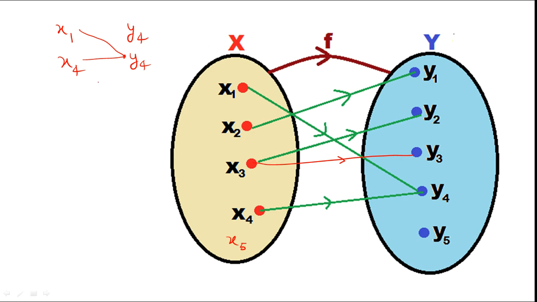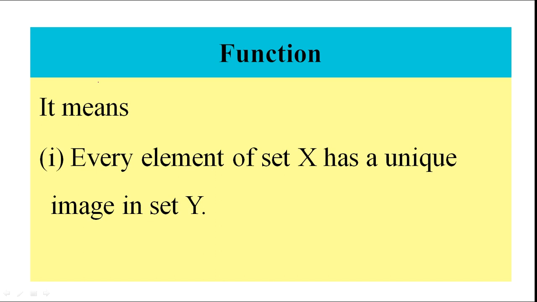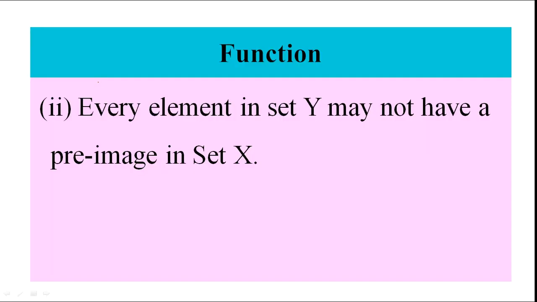Is that clear? Okay. Now it means every element of set X has a unique image in set Y. It is also possible that there are a few elements in set Y which are not the image of any element in set X. That we will see in the next point. Every element in set Y may not have a pre-image in set X. We have seen that.